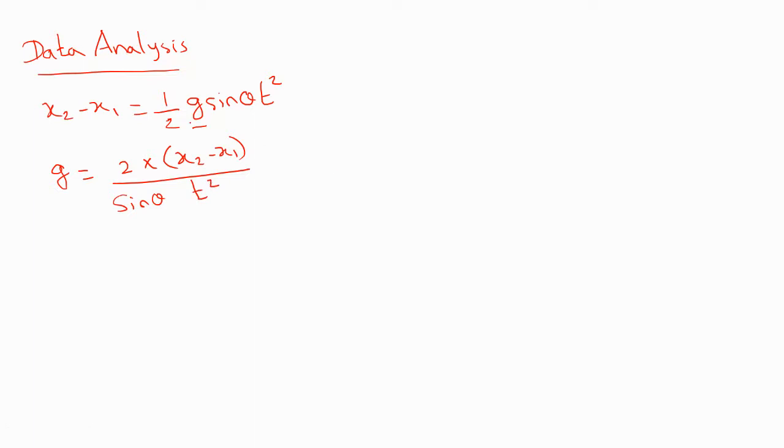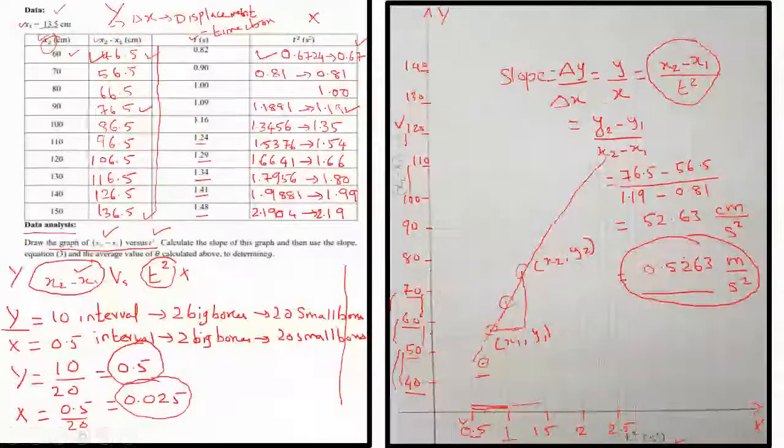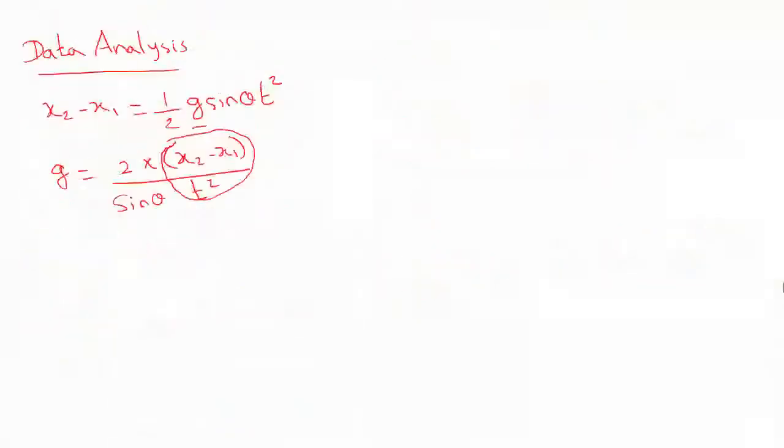So what is this x2 minus x1 over t square? It is our slope, 0.5. Am I right? So how can I write these things here? g equals 2 multiplied by slope value divided by sine theta. That's it, because x2 minus x1 over t square is the slope. Am I right? Okay, now we are going to substitute the values.